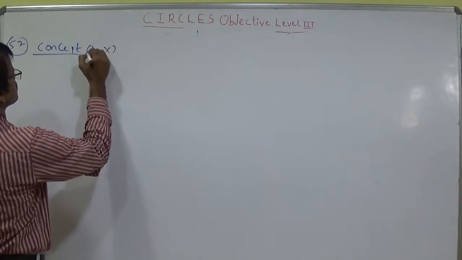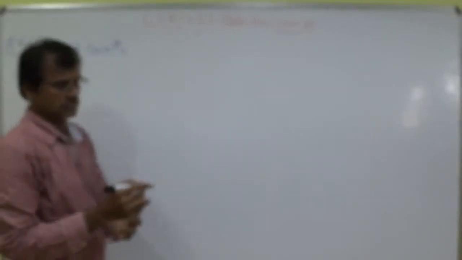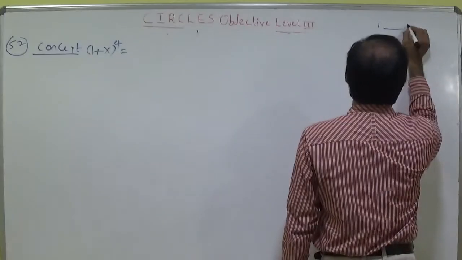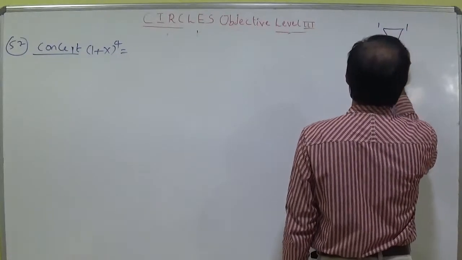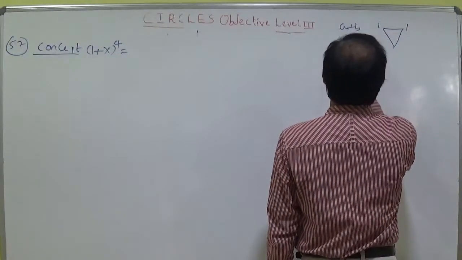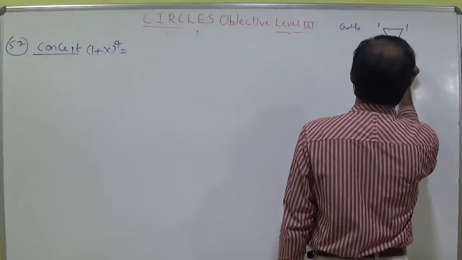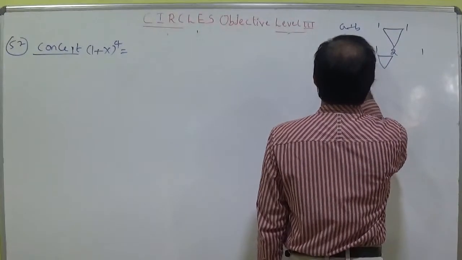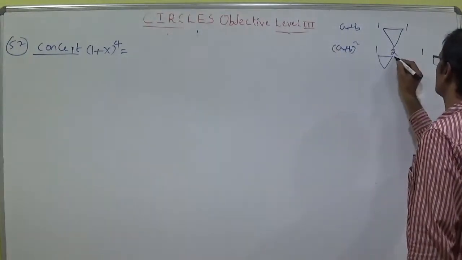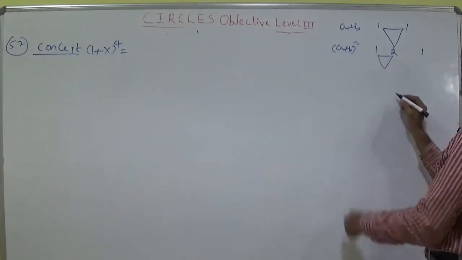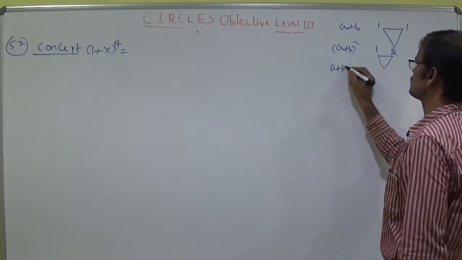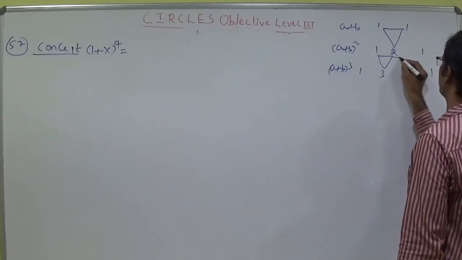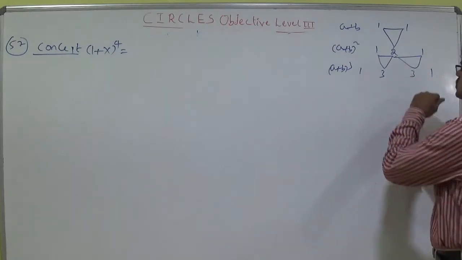One plus x whole power 4. According to the binomial theorem concept using Pascal's triangle, this is 1, 1, for a plus b, and this is 1, 2, 1, the coefficients of a plus b whole square, like the formula a square plus 2ab plus b square. Next is a plus b whole cube. At first and last it is always 1, and the middle terms are added like this.